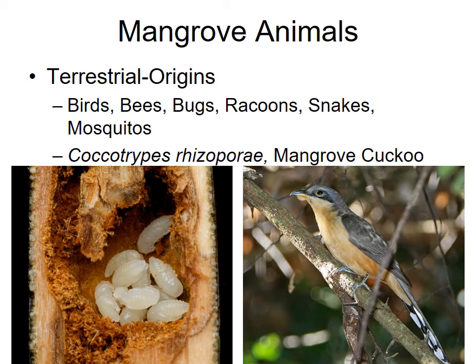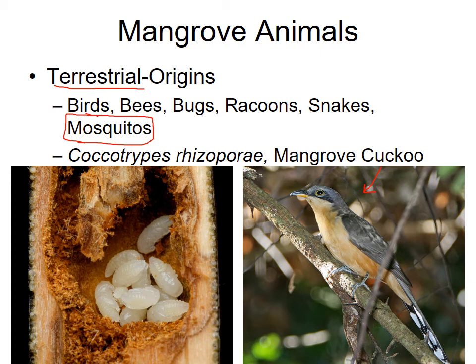So anyways, above the waterline you have a lot of these creatures of terrestrial origin, so birds like this mangrove cuckoo, bees, bugs, raccoons, snakes, mosquitoes, lots of mosquitoes. I personally would avoid working in mangroves if you have another choice of a marine ecosystem to study. People that work in mangroves do it because they have a true love for mangroves and recognize the importance of mangroves, because mangroves are one of the most challenging environments to work in. So if you're a true hardcore marine biologist who's really committed to saving the environment, then you should work in mangroves. But if you're kind of wimpy, don't do it.